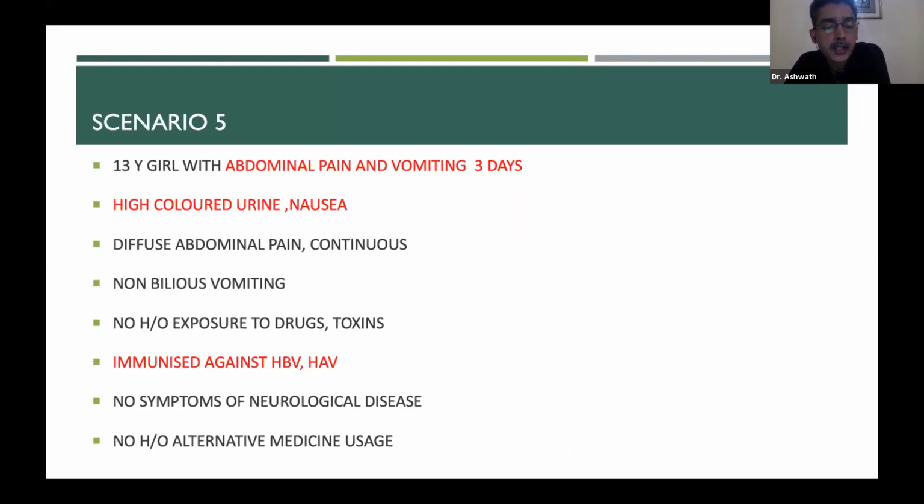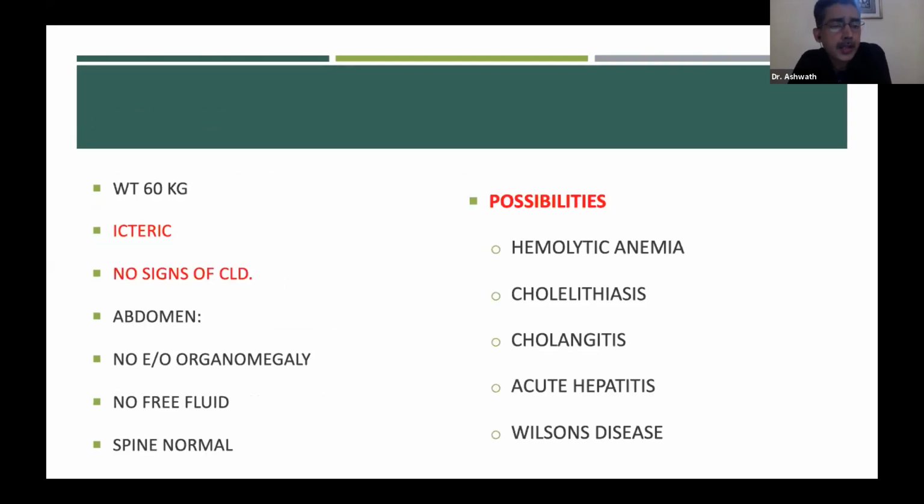She has been fully vaccinated for all childhood diseases, including HBV and HAV. There has been no recent neurological deterioration and no history of exposure to Siddha or Ayurvedic medicines. She was a very well-thriving child. The only physical finding we could see on the examination was icterus and absolutely nothing else, no signs of a reduced liver span. So the possibilities were an acute intravascular hemolysis, but that could not explain the vomiting and the abdominal pain, cholelithiasis, cholangitis, acute hepatitis, and Wilson's in that order.